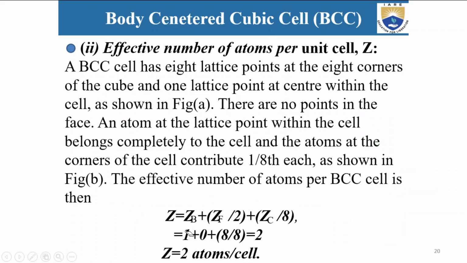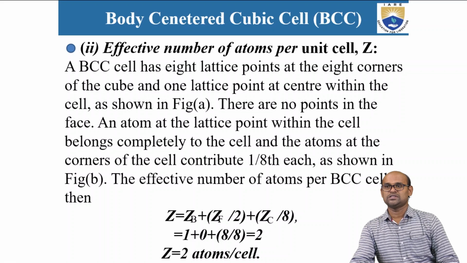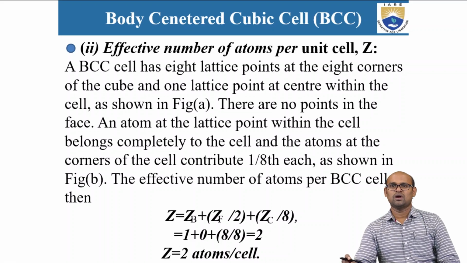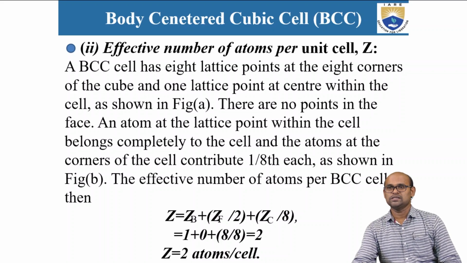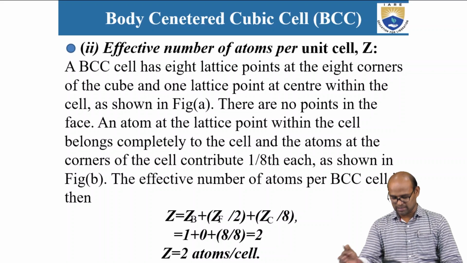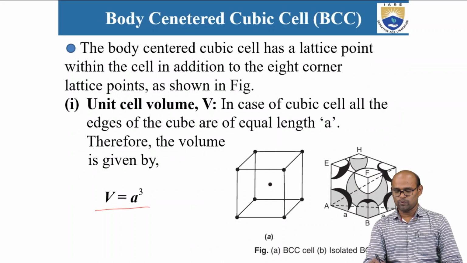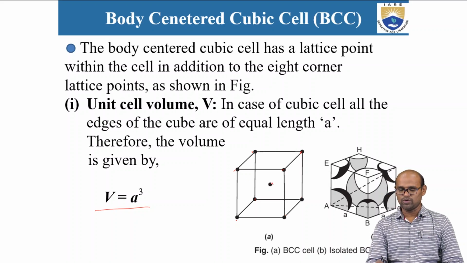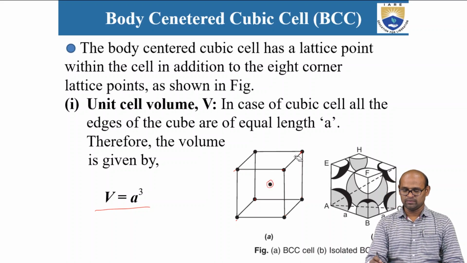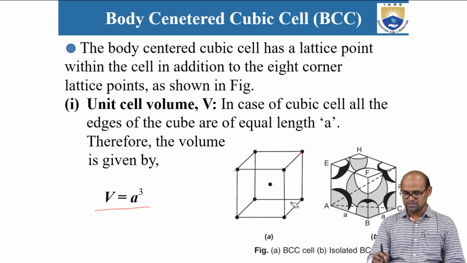The second parameter is the effective number of atoms per unit cell, which is denoted by Z. This is also called the number of atoms per unit cell, or effective number of atoms per unit cell. A BCC cell has 8 lattice points at the 8 corners of the cube and 1 lattice point at the center within the cell. As we have seen here, you have 8 lattice points at the 8 corners, 1, 2, 3, 4, 5, 6, 7, 8, and you have 1 point at the center of the body. So this is a body-centered or BCC cubic unit cell.